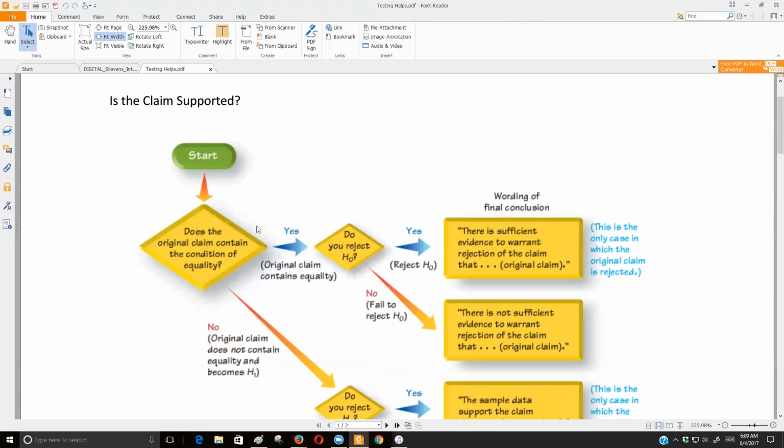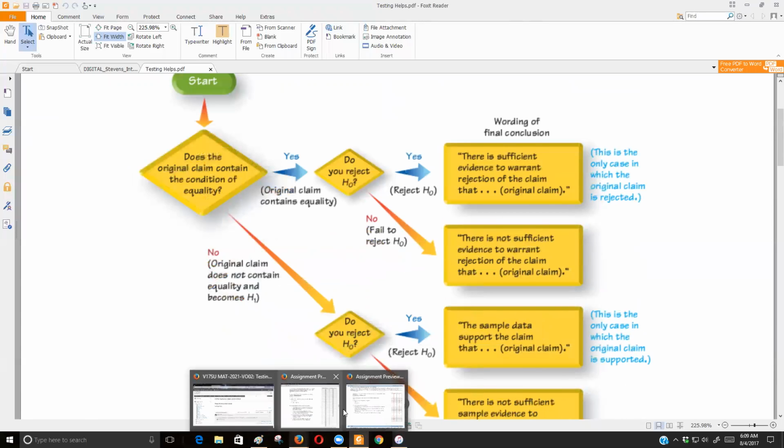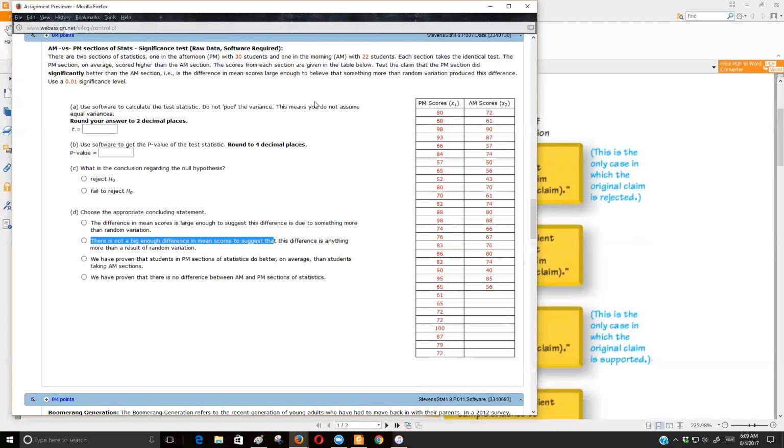So was my original claim equality? Was my original claim H0? Well, no, it wasn't. It was H1. So did I reject H0? Oh, I sure did. I had a nice small p-value. So my conclusion is going to be the sample data supports the claim that, let's see, where was that? Supports the claim that the PM class on average scored higher than the AM class. That's the claim that this test is supporting.